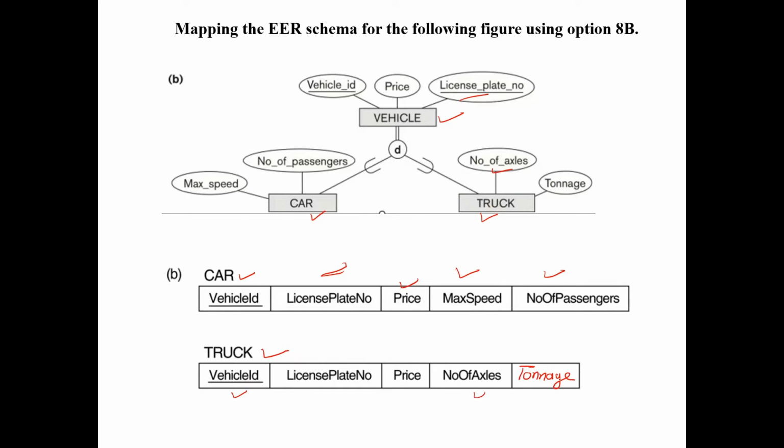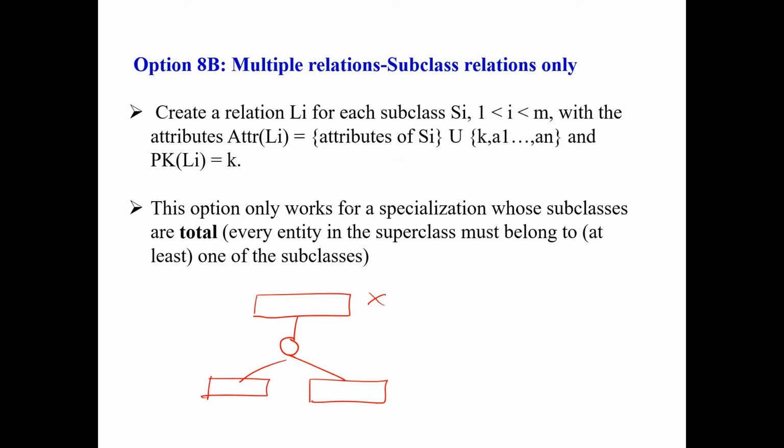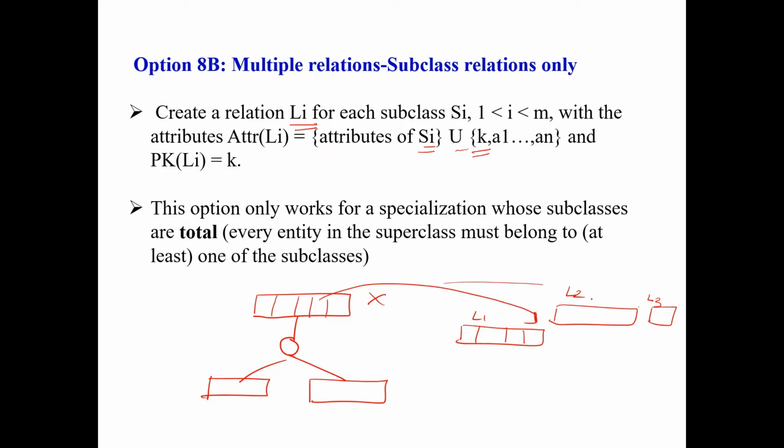So this option 8B says create a relation Li for each and every subclass. So for L1, L2, L3, we can create so many subclasses, with attributes added for each and every subclass along with the union of superclass attributes. So whatever the superclass attributes are there, we have to add them in each and every class. Okay. Next.